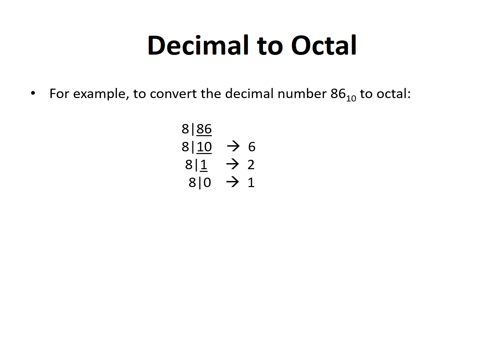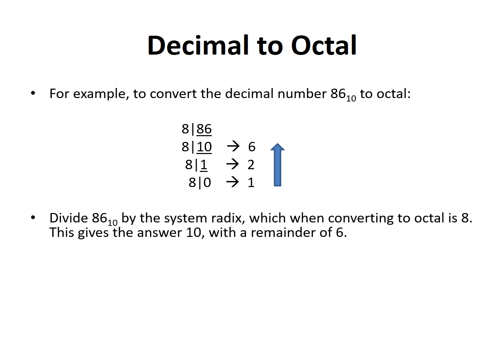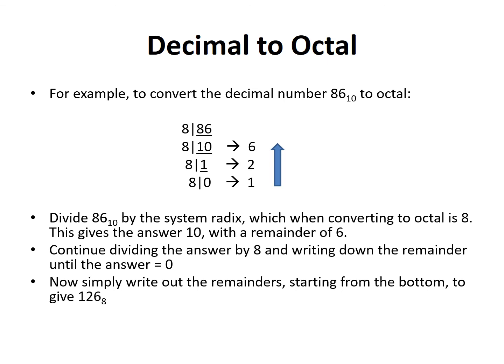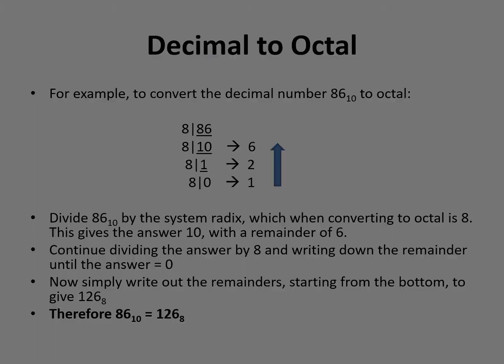Now the next step is to write the answer. The answer is written from the bottom to top of the remainders. The first digit is 1, the next digit is 2, the next one is 6: 126. So 86 in decimal is converted into octal as 126 base 8.